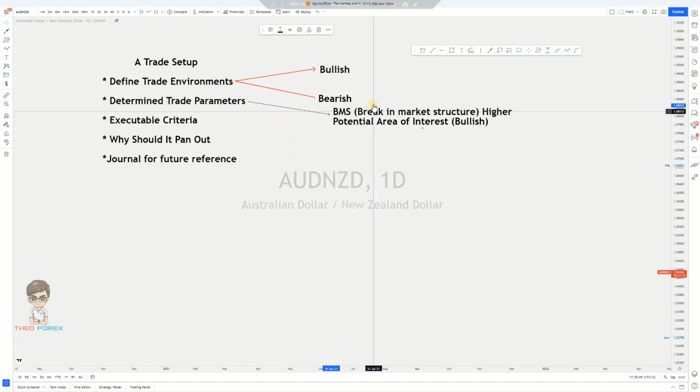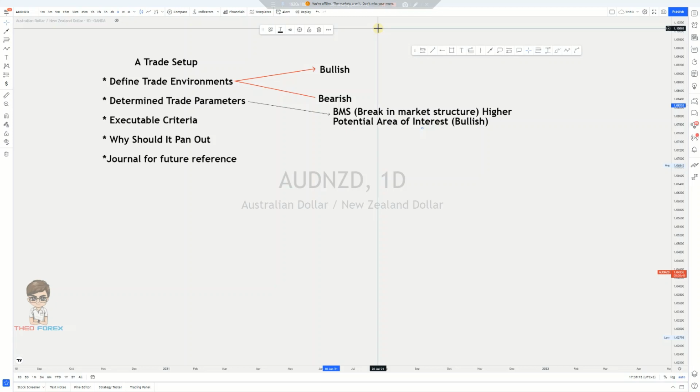Mark Douglas said that for you to place a trade, if you're trading a setup, you have to have an idea of that setup beforehand. That's what Mark Douglas basically said. Having the idea of the setup beforehand means you must have 20 to 40 trade examples where you see this thing pan out.